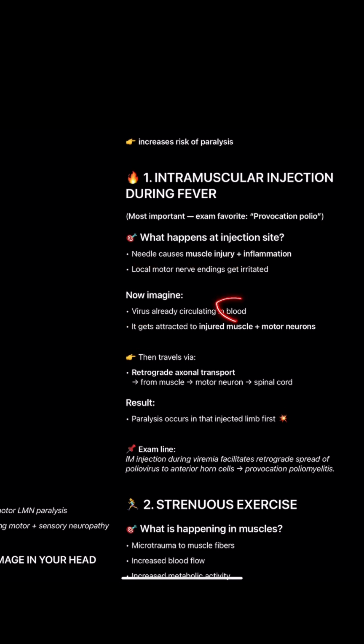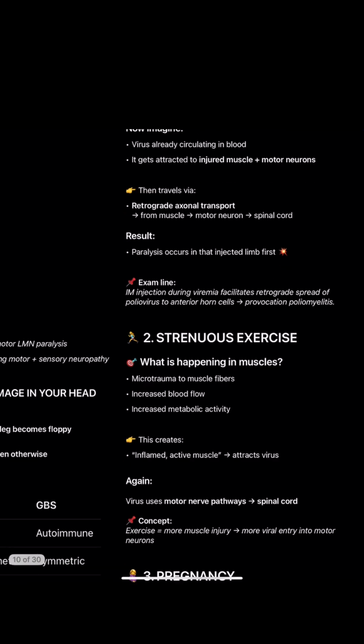Now, the virus is already circulating in the blood. Now, it gets attracted to the injured muscle and the motor neuron, and there will be retrograde axonal transport from the muscle to the motor neuron and the spinal cord, and hence it will affect the anterior horn cells and cause paralysis in that injected limb first.